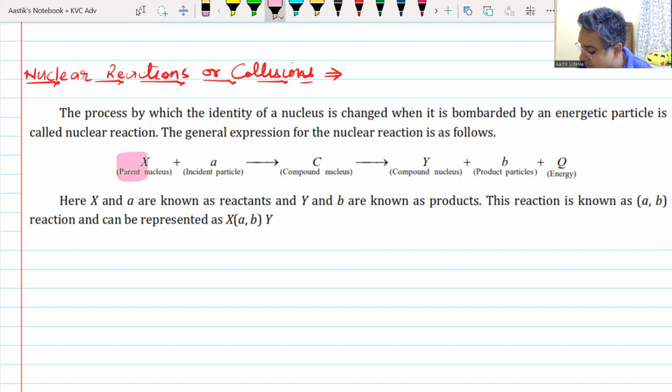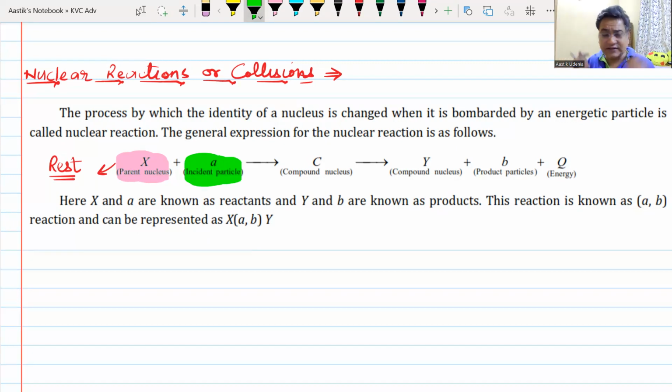You will have a parent nucleus X, and in most of the cases, this parent nucleus would be at rest. A nucleus would be at rest, and then there would be a particle which will be bombarding it. Boom. Do you see that particle here? That particle is the particle A incident, which in most of the cases would be moving.